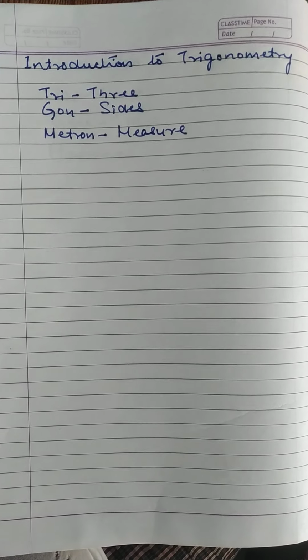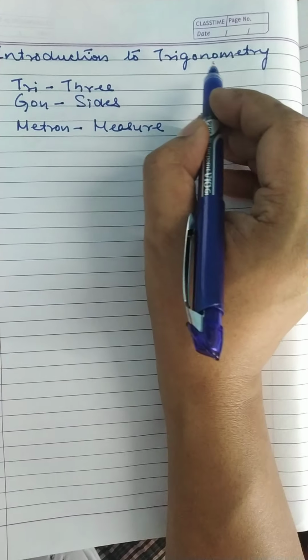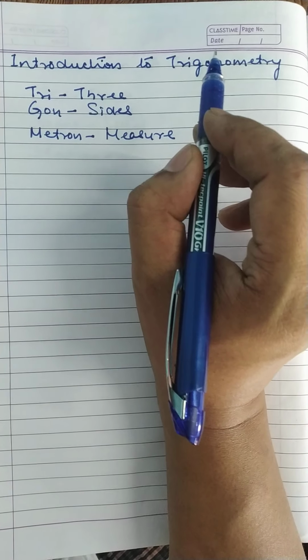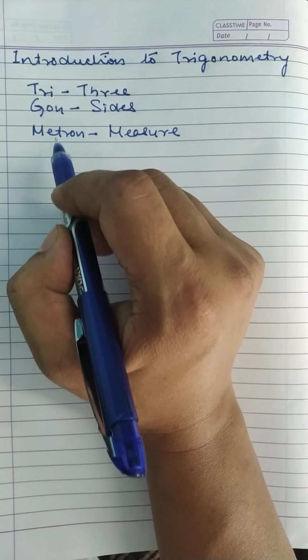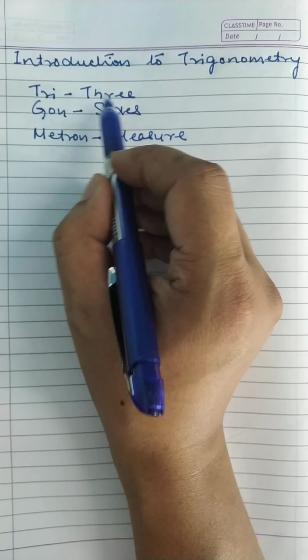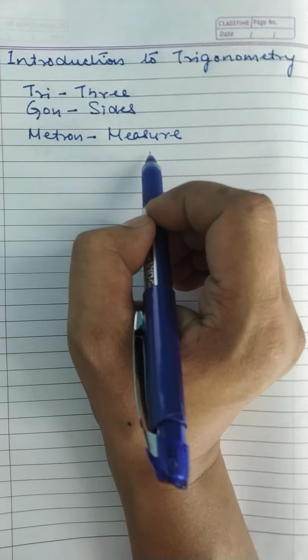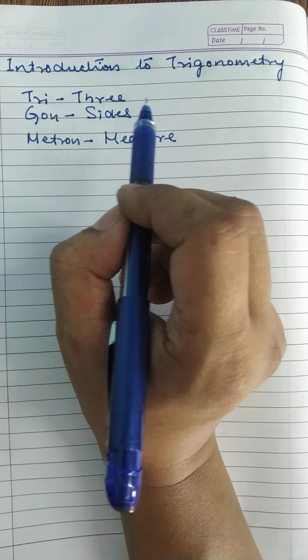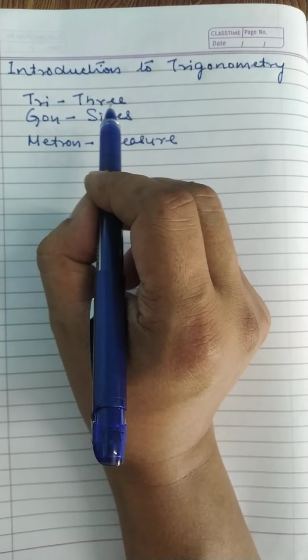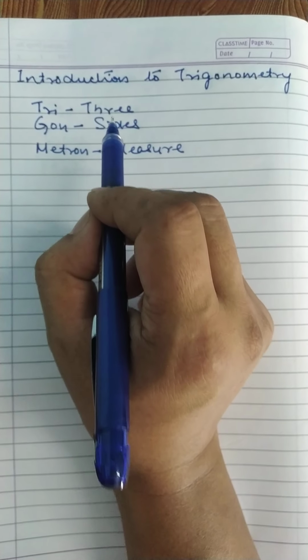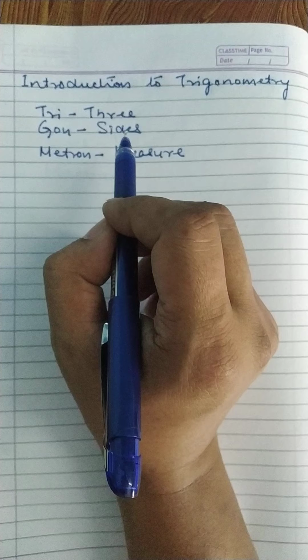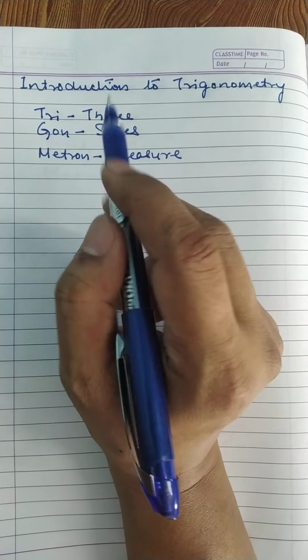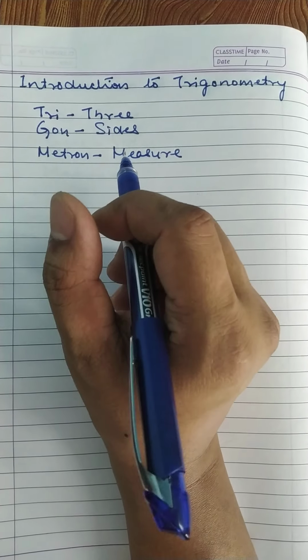This is our first chapter of Introduction to Trigonometry. Trigonometry is made up of basically three words: tri, gon, metron. Tri means three, gon means sides, metron means measure. That means in trigonometry we have to study the relationship between the sides of a triangle, because a triangle has three sides.